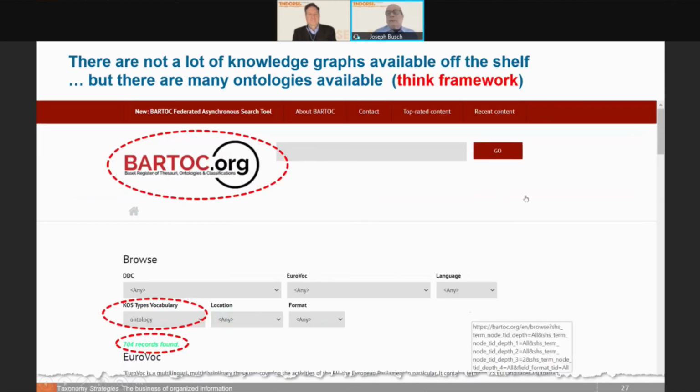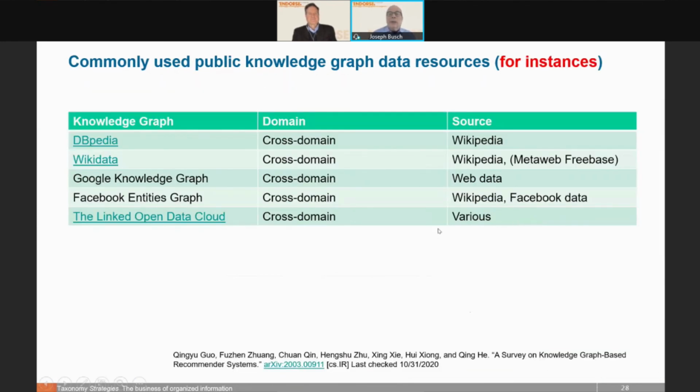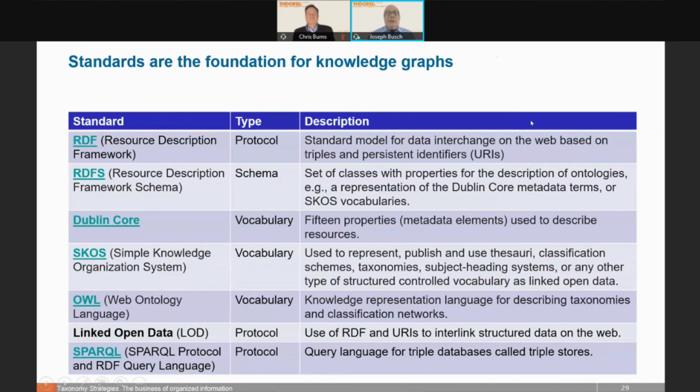So there are not a lot of knowledge graphs available off the shelf, but there are a lot of ontologies that can give you the framework. And I point you to bartok.org as a really good source. There are over 704 ontologies identified, including EuroSciVoc. So there's lots of material out there to get started with. As far as instances go, there are a lot of resources available. There's DBpedia, Wikidata, and then the Linked Open Data Cloud is probably the most important one. So there's lots of material out there.